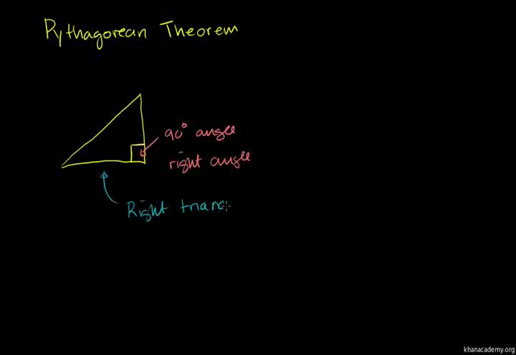Now, with the Pythagorean theorem, if we know two sides of a right triangle, we can always figure out the third side. And before I show you how to do that, let me give you one more piece of terminology.